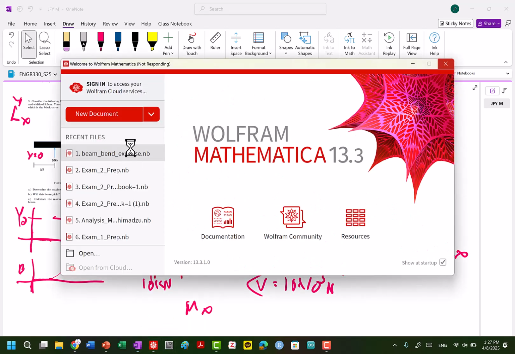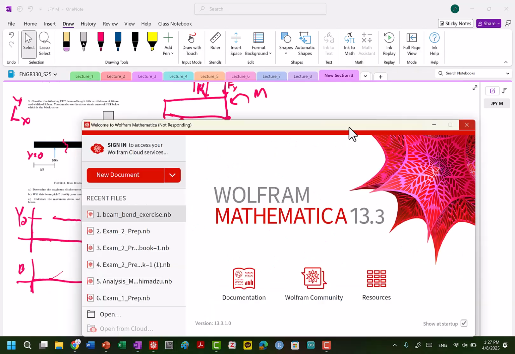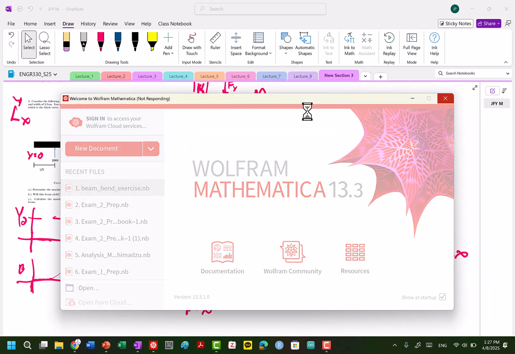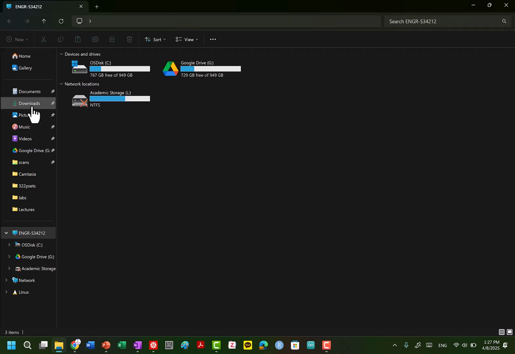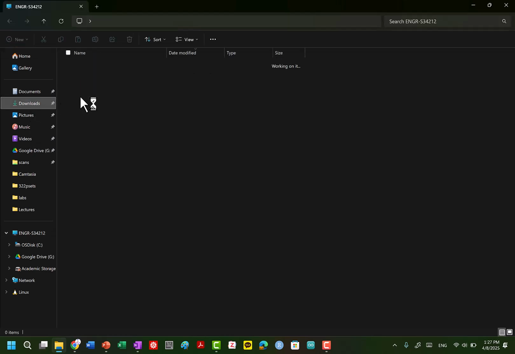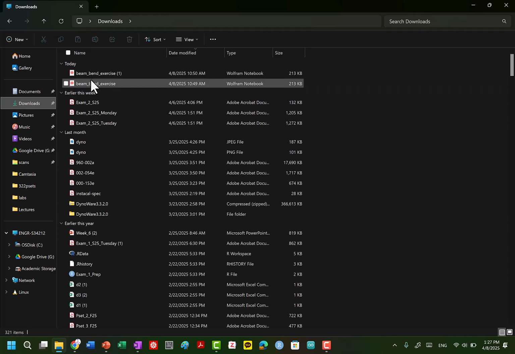So I'm going to pull up the beam. Oh, it's still not responding. Oh, Mathematica, why are you having trouble today? Don't worry, we're going to close it. I'm going to open it up here. Sometimes it doesn't like to start from the startup, but I'm going to force it from my downloads.